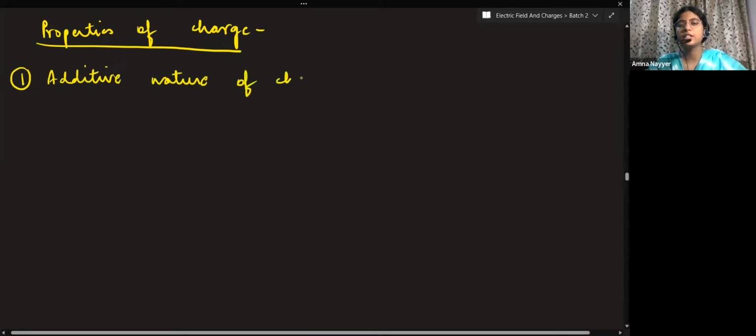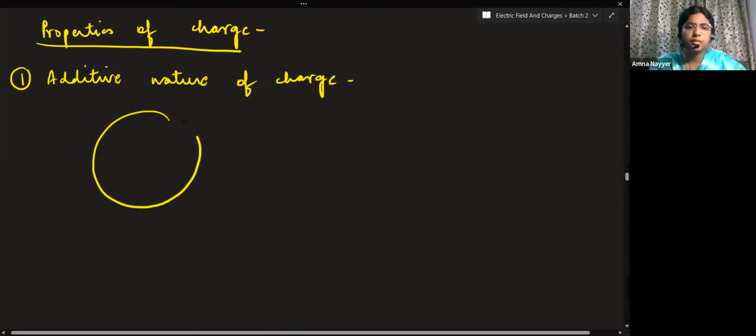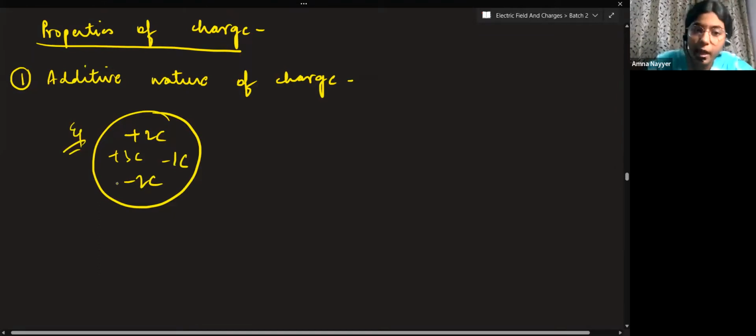Additive nature of charge. This simply means all the charges can be added, which you have already done, how to calculate a charge. For example, if this is a sphere or body, this is plus 2 coulomb, this is plus 3 coulomb, this is minus 2 coulomb, it has minus 1 coulomb, and randomly I have taken some charges present on this. Now, if it has this much charge and I ask you to calculate the net charge present on this system, whatever is the total charge present on the system.